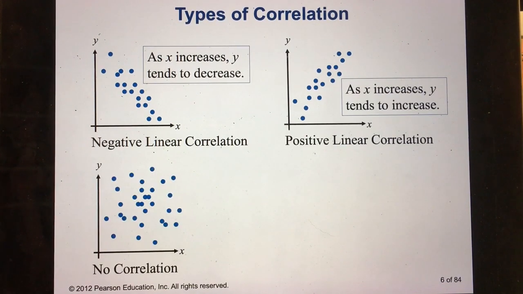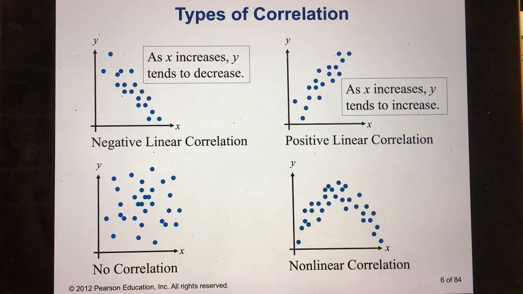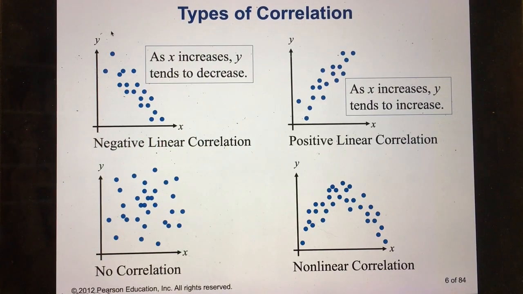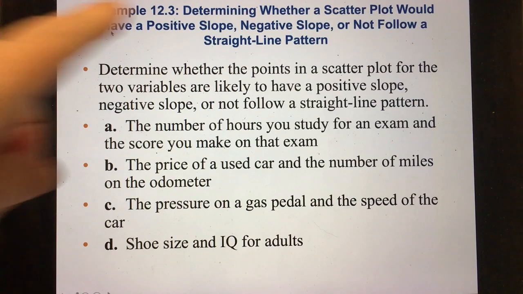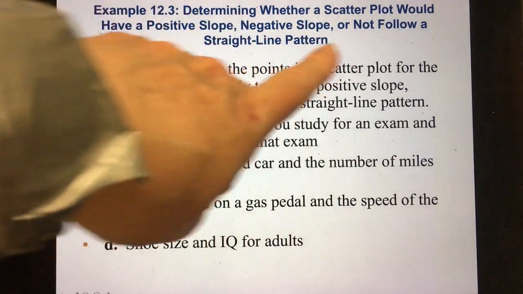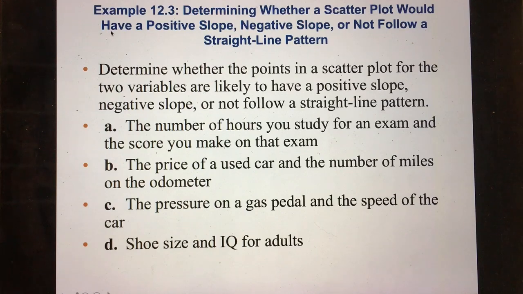This one down here looks like it has no correlation at all. There's no way to figure out a line in that thing. And this one looks like it's an upside down parabola. So that is not linear. It looks like it may have a nonlinear, maybe a parabolic correlation, but in any case, it's definitely not linear. So now we're going to talk about how do we determine whether the scatter plot would have a positive slope, negative slope, or not follow a straight line pattern.